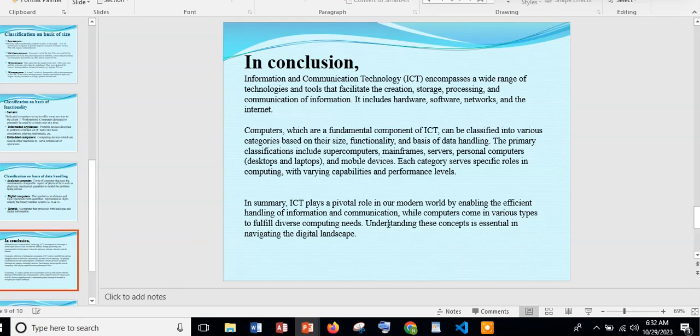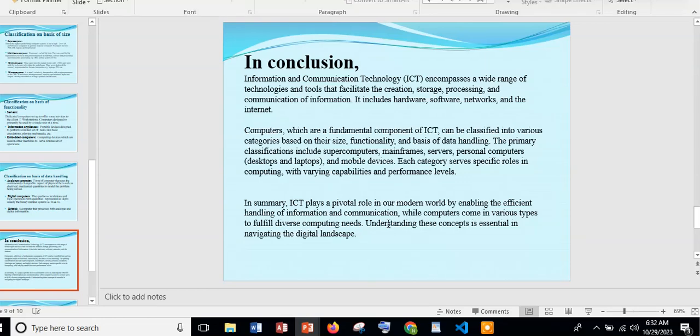So in conclusion, we can say information communication technology, that is ICT, encompasses a wide range of technologies and tools that facilitate the creation, storage, processing, and communication of information, which includes the hardware, software, networks, and the internet. Computers are a fundamental component of ICT, and as we said earlier, they can be classified according to size, functionality, and the basis of data handling.